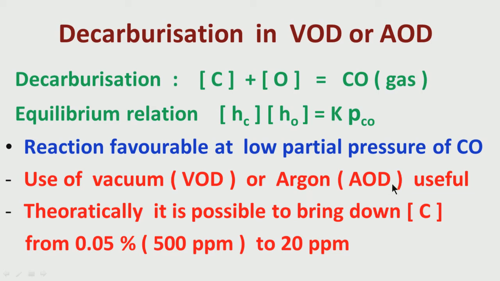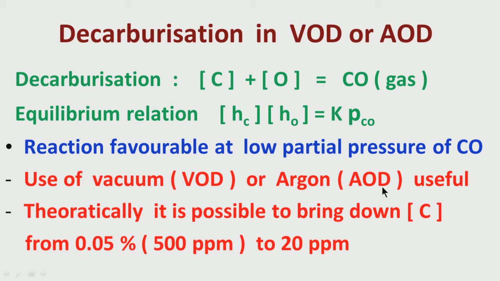Oxygen of course is necessary, because this oxygen will react with carbon and carbon monoxide will be generated. So, at a particular level of oxygen in the liquid steel, if the partial pressure of carbon monoxide is brought down, the amount of carbon in liquid steel can be lowered. That is the technique of decarburization. So, as I have mentioned, it is possible either using vacuum, that is in the process of VOD, vacuum oxygen decarburization, or using argon, which is called argon oxygen decarburization.